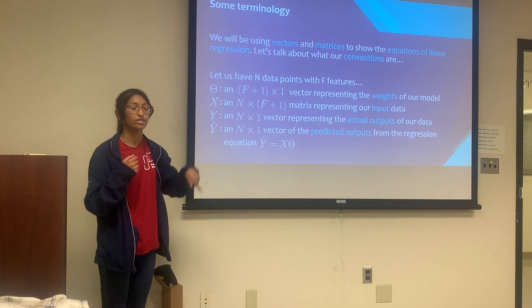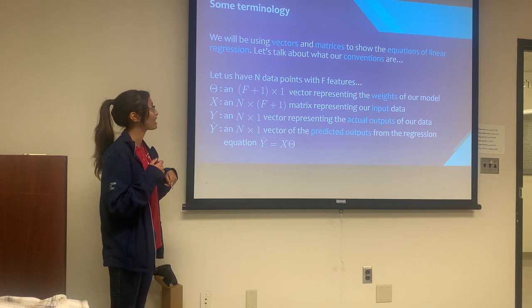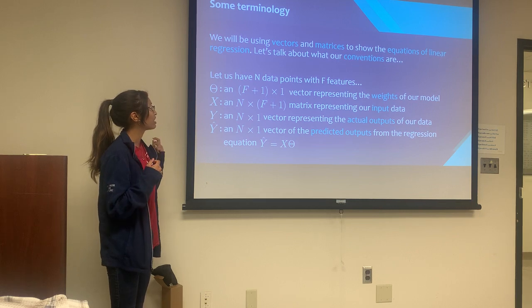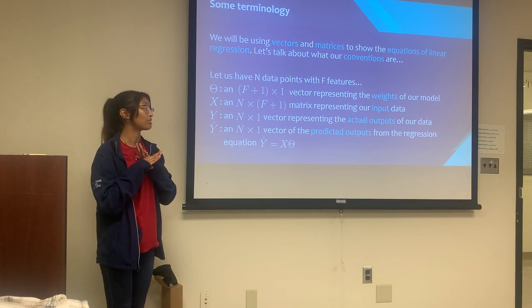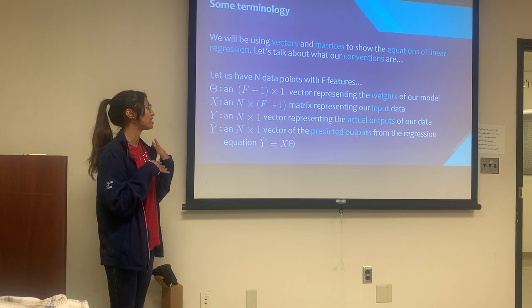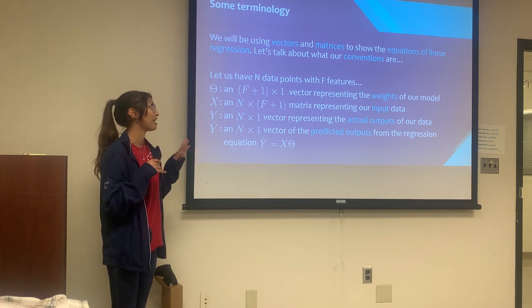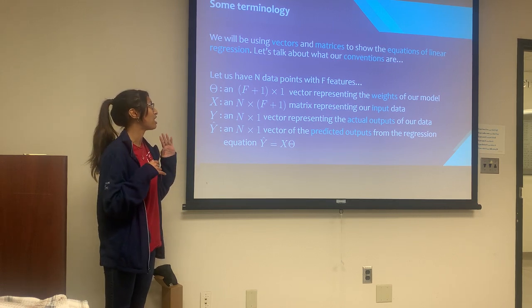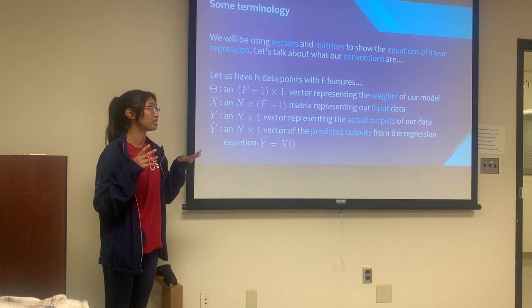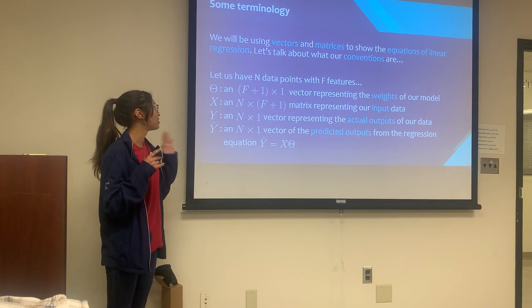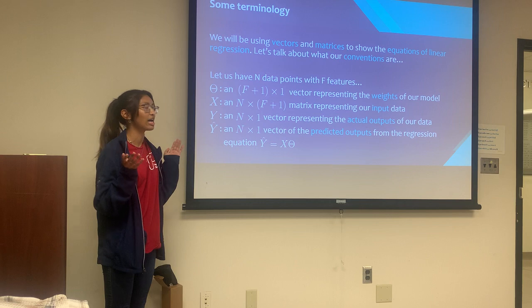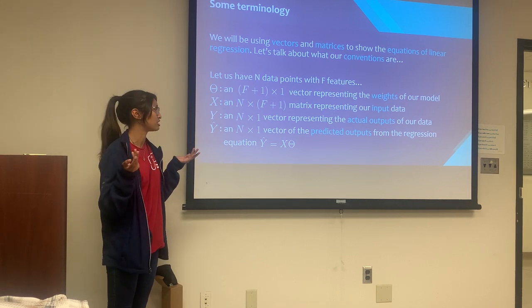And then let's say n is the number of data points, like how many plants we're looking at. So X would be a matrix representing our input data, and that would be n by f plus 1, so our data points by the number of features plus 1. Y is just our actual outputs, and y hat would be our predicted outputs of the model.